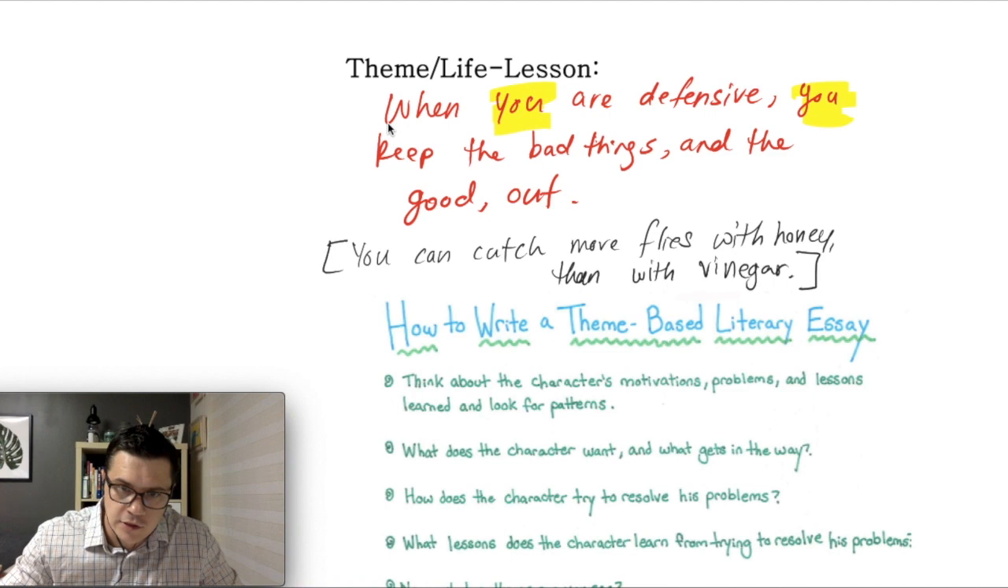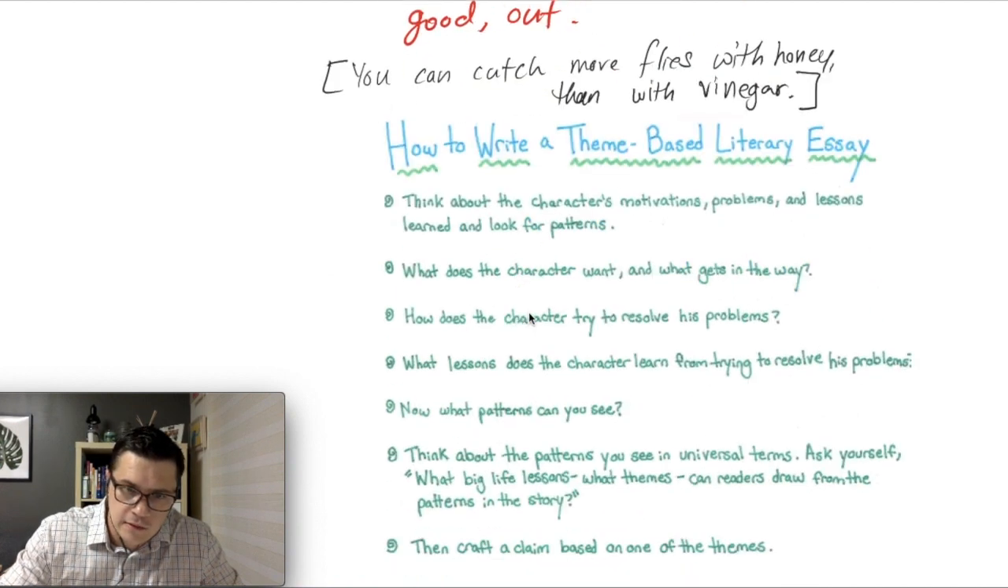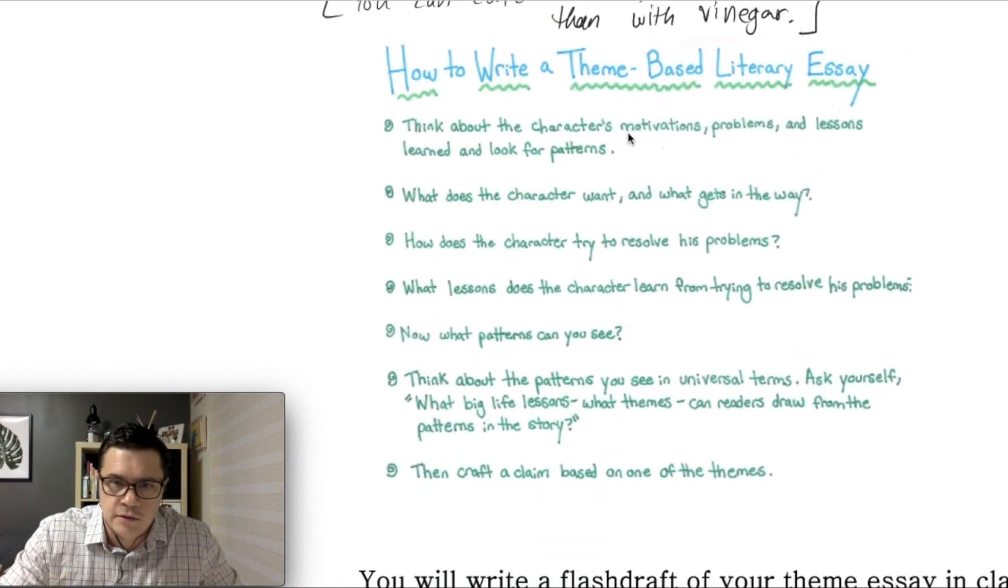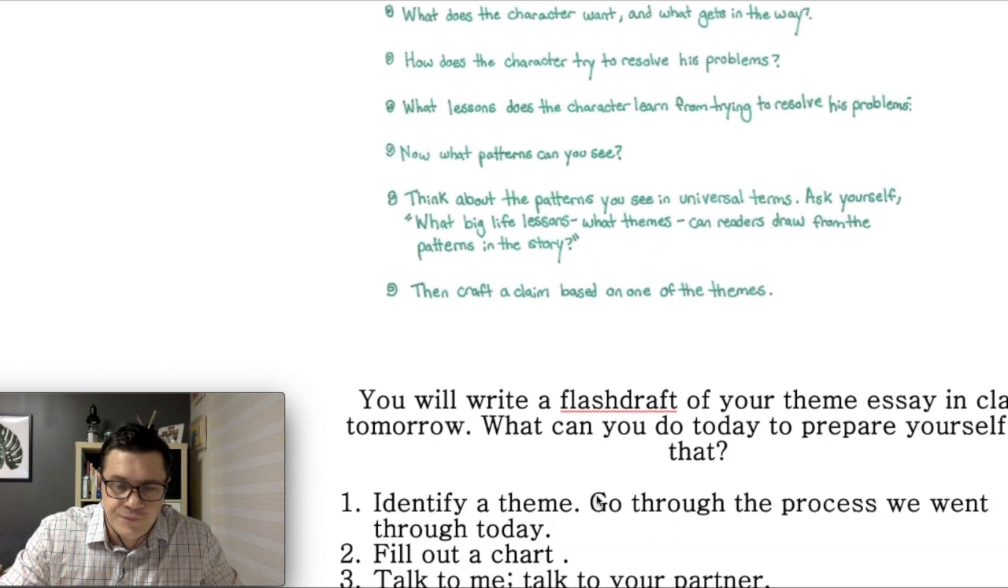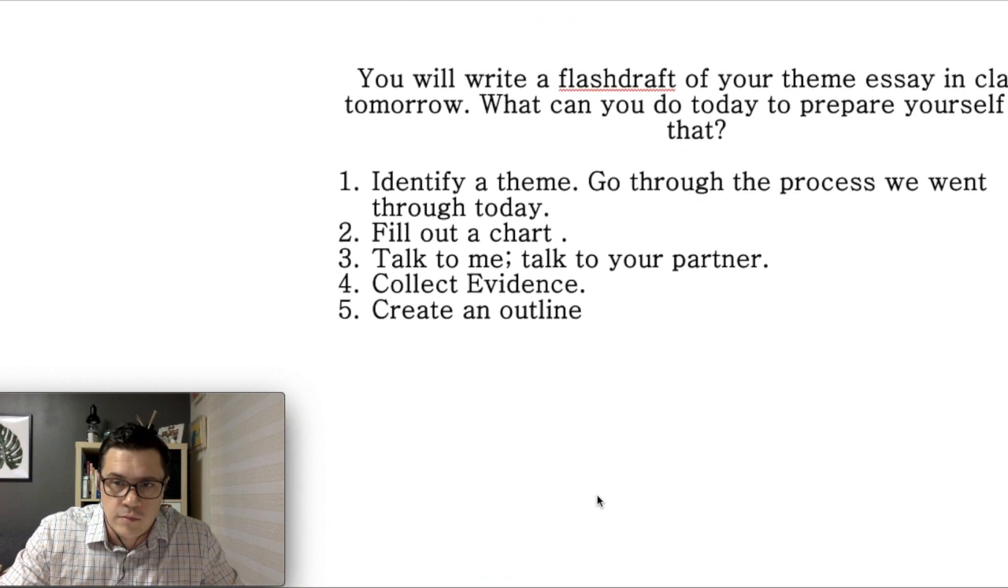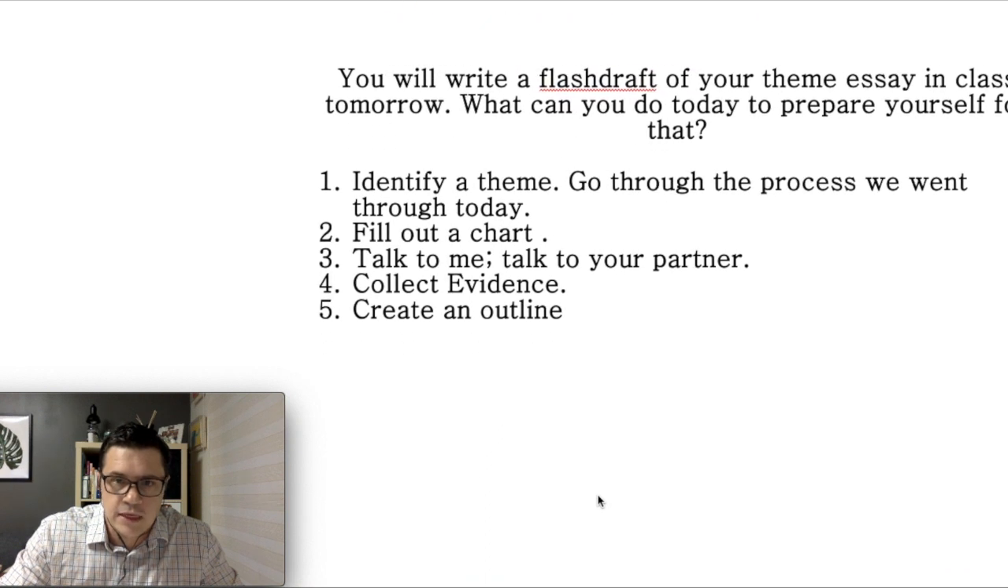And here's a chart that'll also be connected to the assignment. Motivations, problems, lessons. And then at the end here, we crafted our claim. Now, tomorrow, you're going to be writing a flash draft of this theme essay in class. You'll be doing it in your notebook, and you'll have most of the class's hour to get it done.